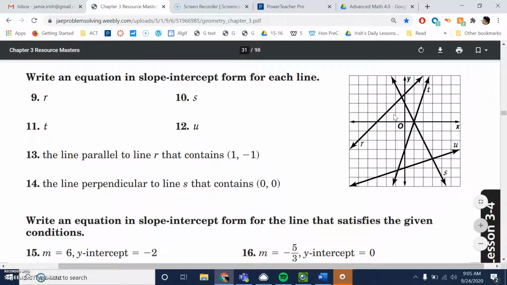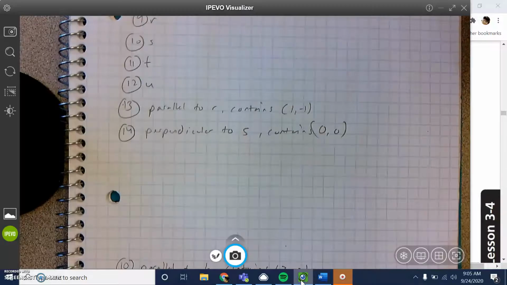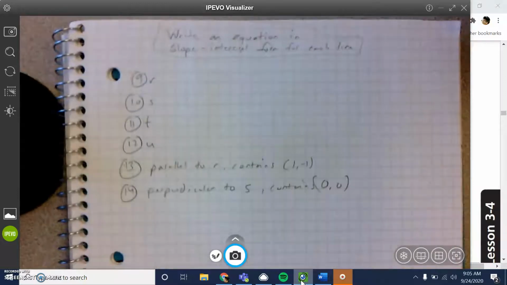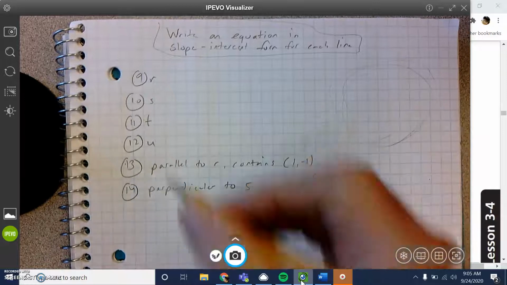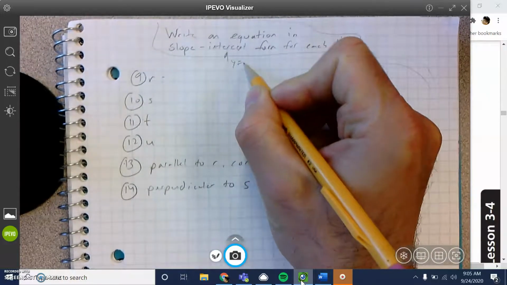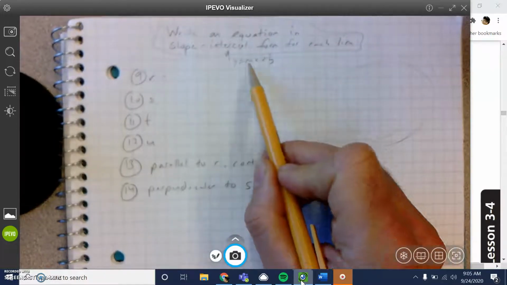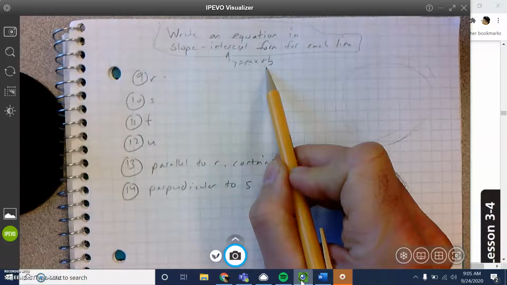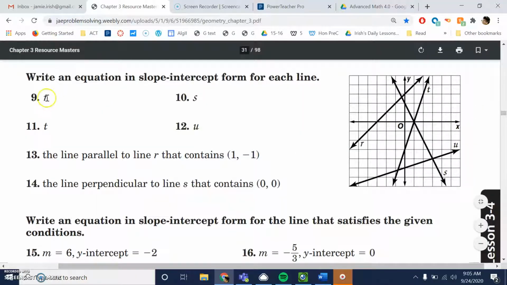All right. One thing you can do is first set up your paper like this. So I'm going off of the picture from the PDF. So r, slope-intercept form is y equals mx plus b. That's what I need. So I need to find the slope and y-intercept. That's what I'm looking at. So slope and y-intercept. So one thing you can do is just count it.